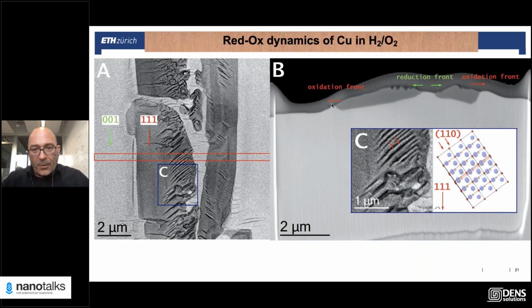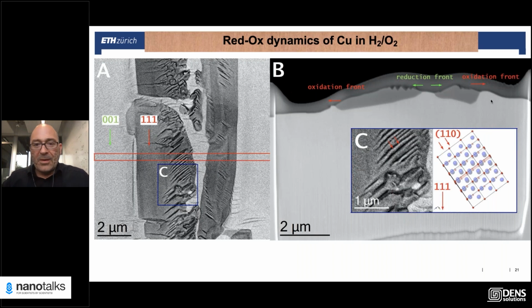The oxide that forms is not stable forever. It gets reduced. Here is already reduction happening in the middle. But the interesting thing, we saw that before reduction, the oxide is also changing a bit. It develops specific facets here before reduction. This is the same on the right side here.